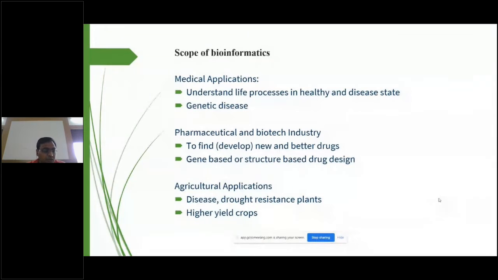Nowadays, news has come from China that they are hijacking our rainfall from India. This is also one of the bioinformatics techniques by which they are taking rain from India to China. We need higher yield of crops because our population is increasing day by day, and the crop field is very small compared to our population. So bioinformatics is also useful for higher yield crops in agricultural fields.